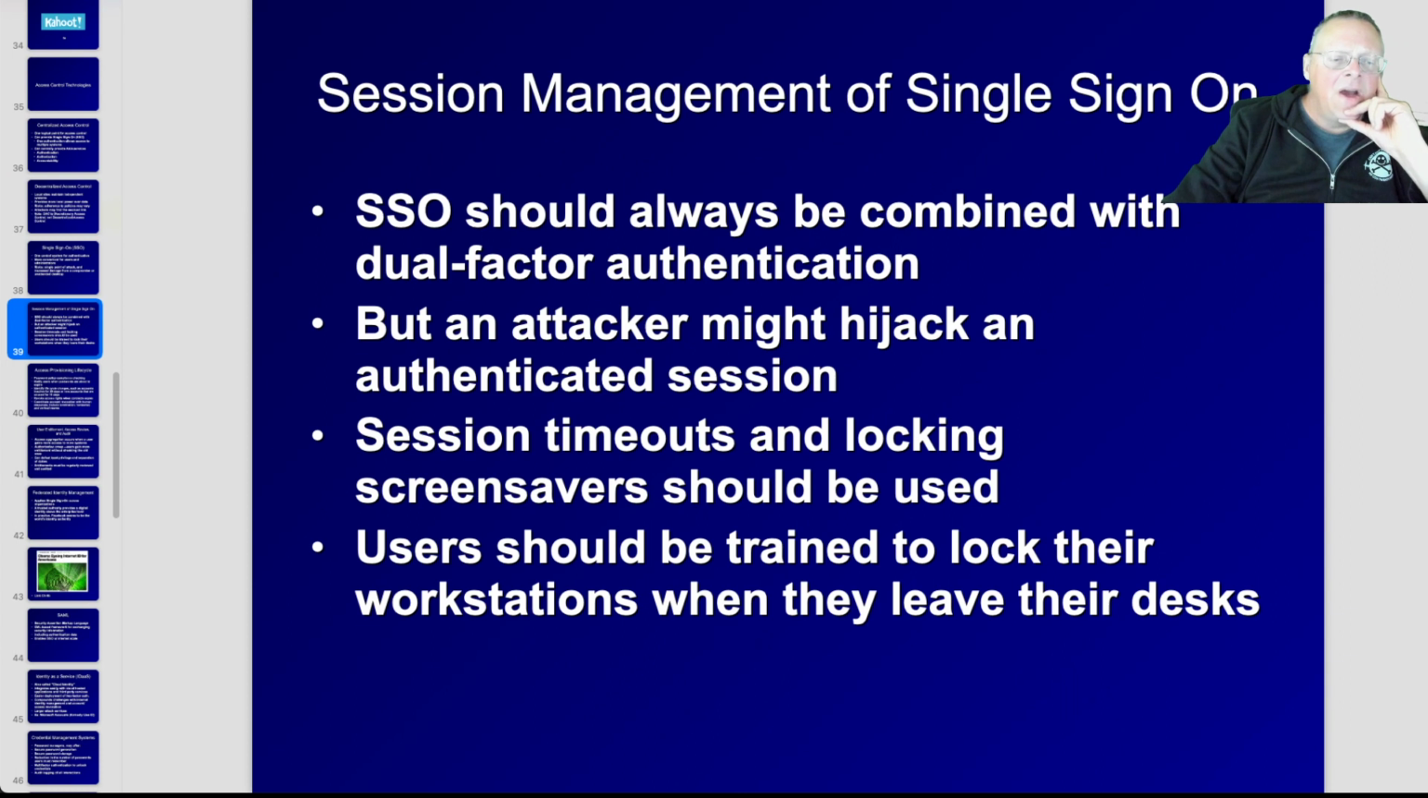So once you have gotten in, it would be good to have two-factor authentication to really make sure that you've gotten in, although a lot of people don't do it. Then an attacker can still hijack an authenticated session, like I said, by just stealing the token or taking over a machine after a login. So you should not let people walk away from machines that are logged in. It should be automatically locking with a screensaver, and users should be trained to lock their workstation when they leave their desk. Back in the days when people went to the physical office, you wouldn't have somebody walking by that can use your computer.